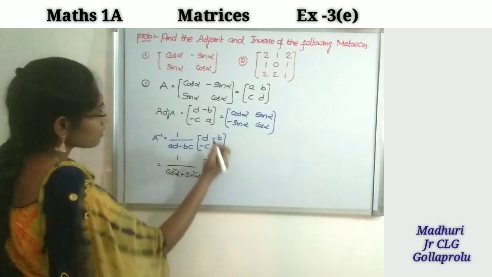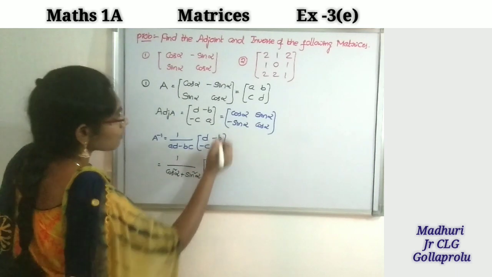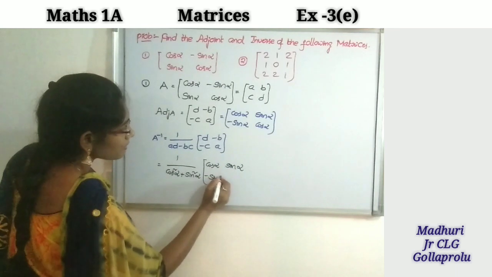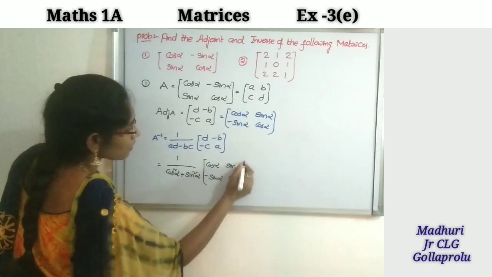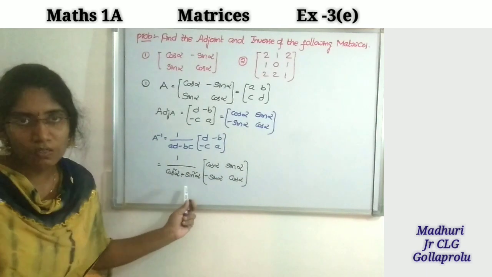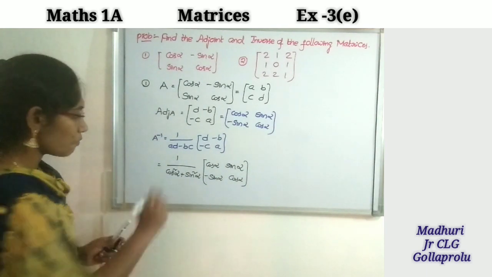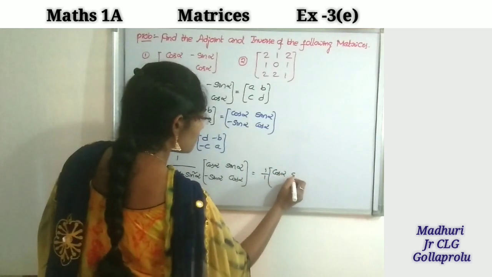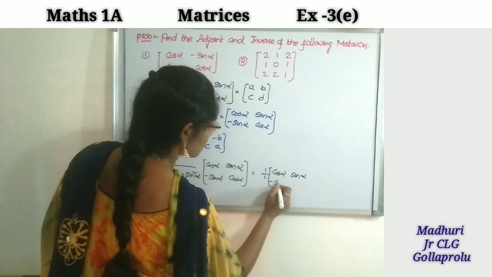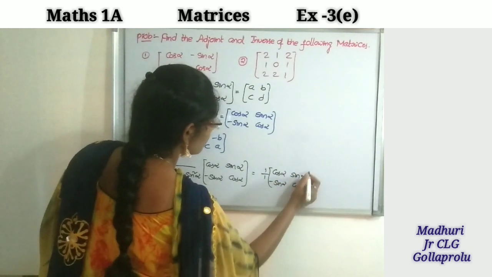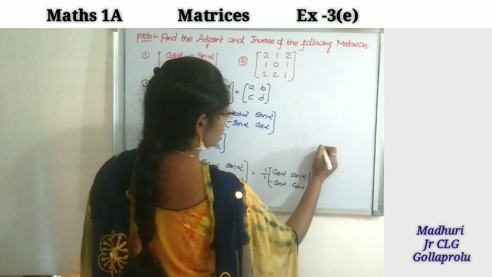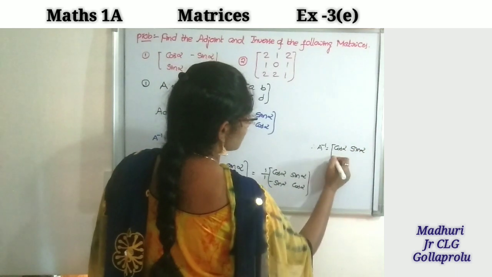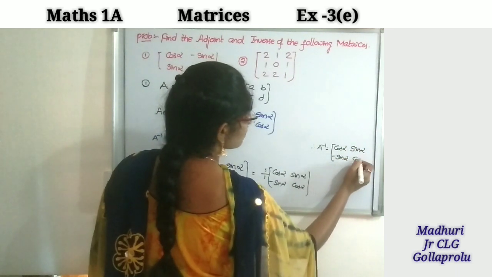Now replacing the values in the matrix. D is cos alpha, minus B is sin alpha, minus C is minus sin alpha, and A is cos alpha. But cos square alpha plus sin square alpha is equal to 1. Therefore the answer is 1 by 1 into [cos alpha, sin alpha; minus sin alpha, cos alpha]. Therefore the value of A inverse is [cos alpha, sin alpha; minus sin alpha, cos alpha]. That's all, this is the answer.